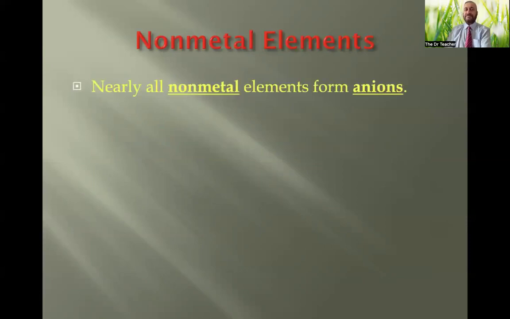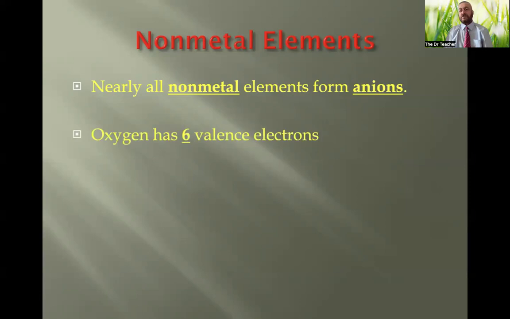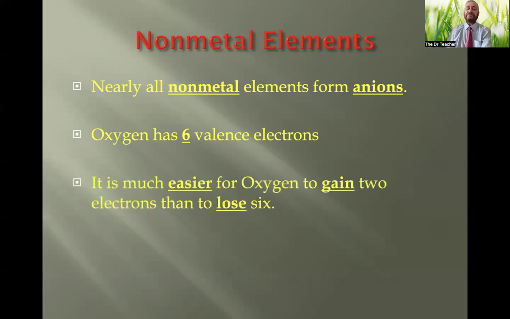Non-metal elements: nearly all non-metal elements form anions. They want to gain electrons. Oxygen has 6 valence electrons, so it's easy to gain 2 electrons to become 8. They have 6 in the outer shell and just need 2 electrons to fill it. So it's better to gain 2 electrons rather than lose 6. Oxygen becomes O 2 minus, and we call it an anion.